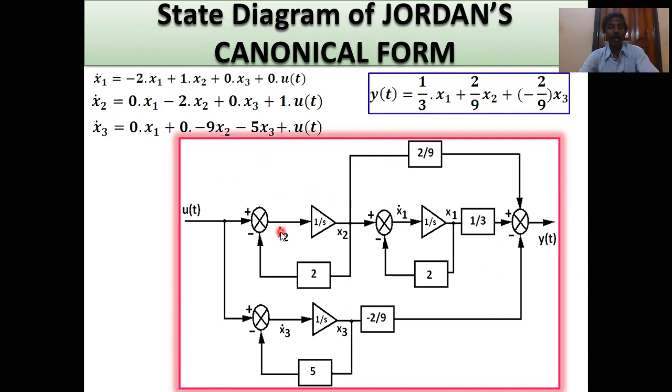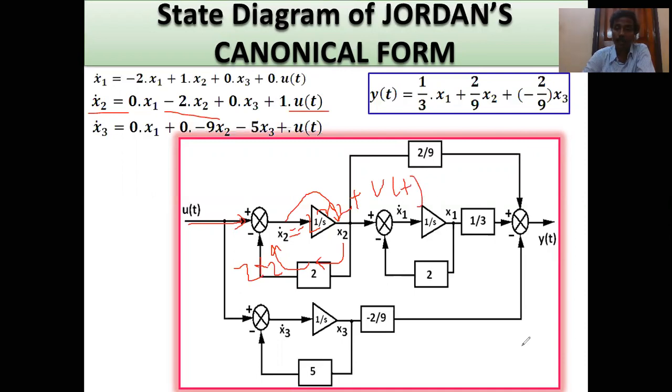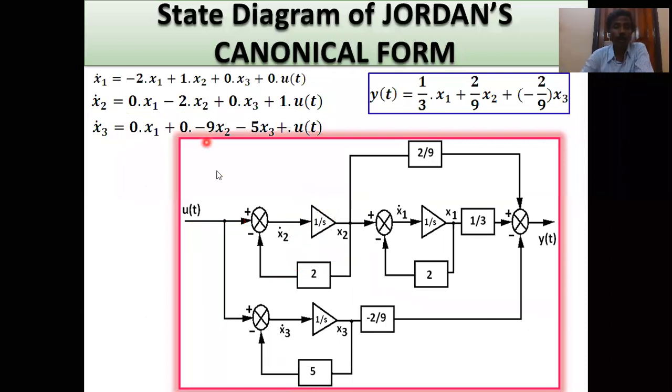So first, x2 dot. x2 dot equals what? x2 dot equals minus 2x2. Integrate x2 dot, then this is x2. And x2 is fed back by multiplying by 2, this is minus. So in this position, 2 into x2. So x2 dot equals minus 2 into x2 plus u of t, only u of t. This is the second part, u of t. So x2 dot equals minus 2x2 plus u of t.